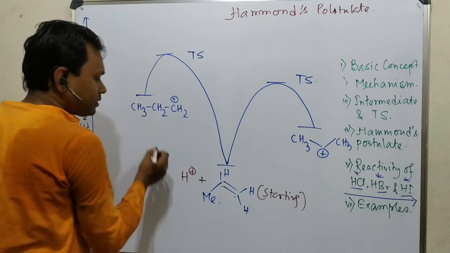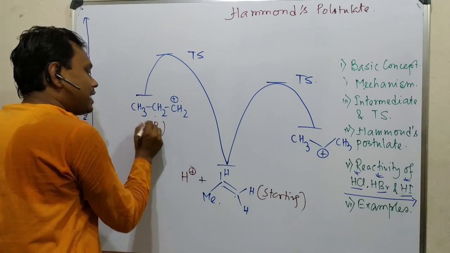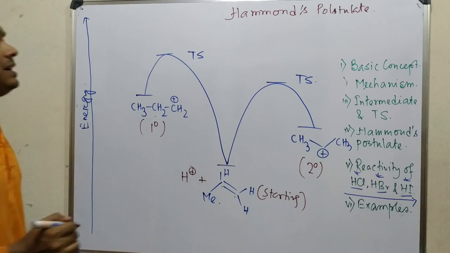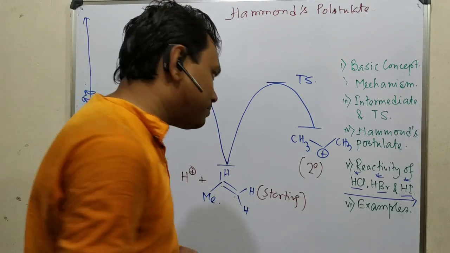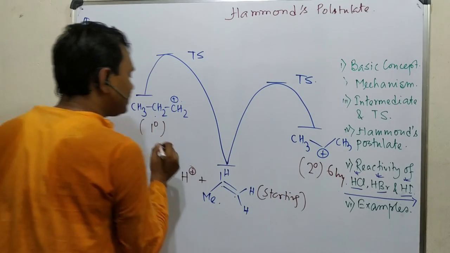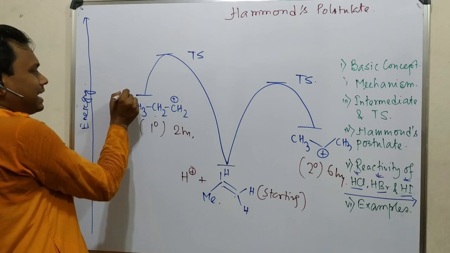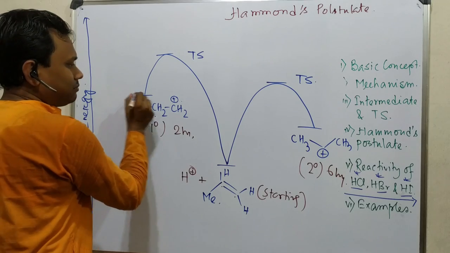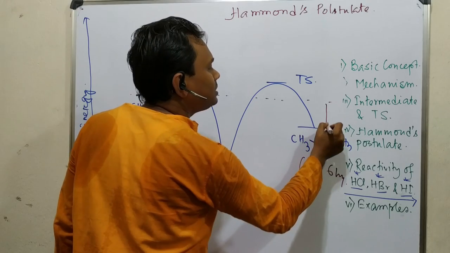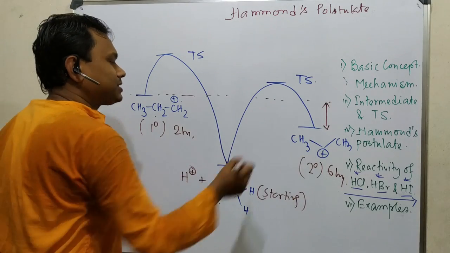When H plus is added to this center, this is the primary carbocation, and when added here, this is the secondary carbocation. We know that this secondary carbocation is more stable due to hyperconjugation. As I told, here 6 hyperconjugation is possible, and here only 2. So being more stable, it is reflected in the energy. This one is higher, and if you draw a dotted line you can see the energy difference between the two intermediates. This one is relatively stable due to hyperconjugation.